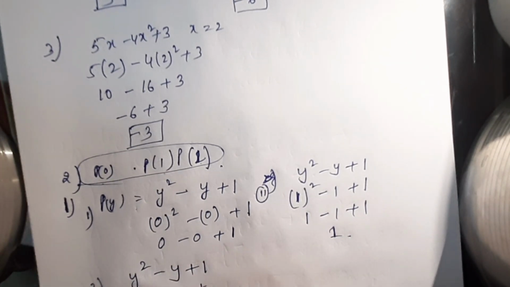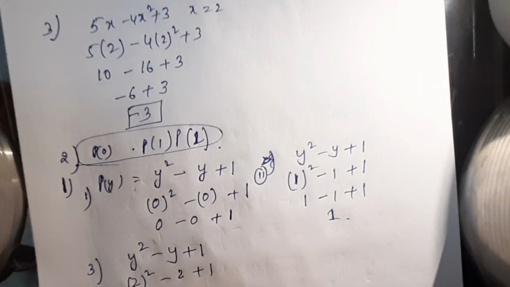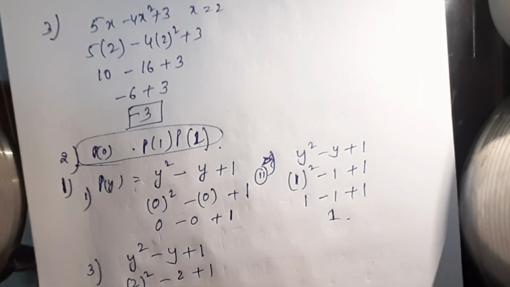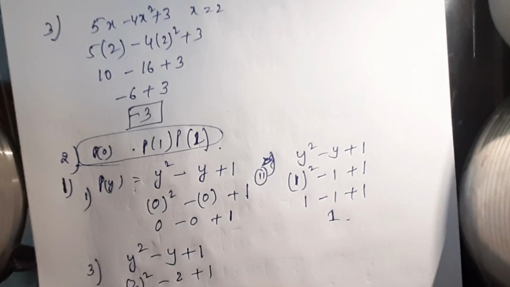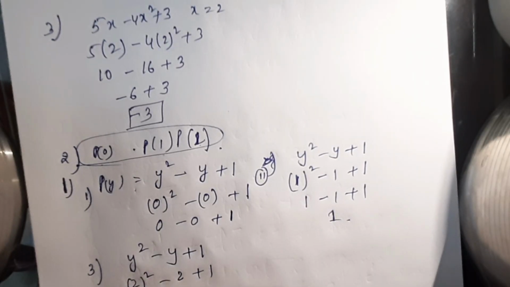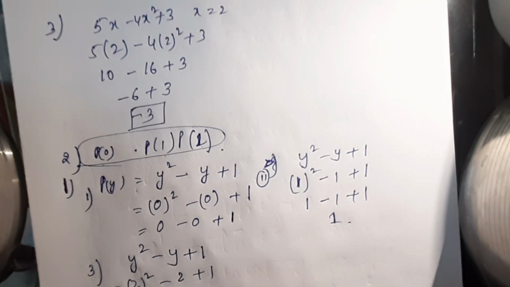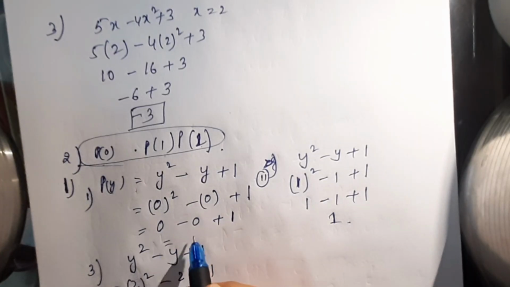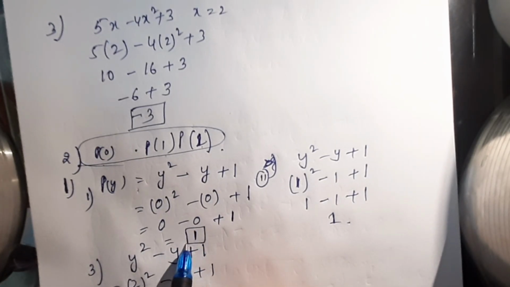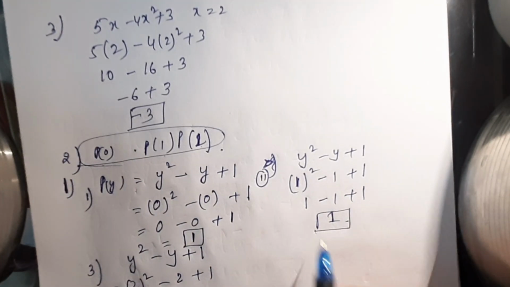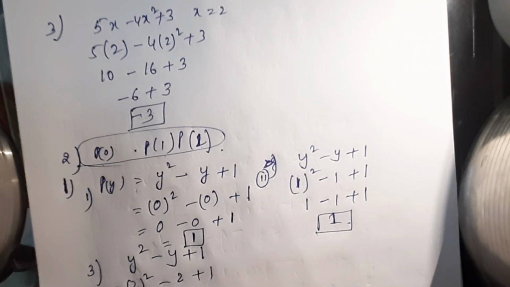2 square minus 2 plus 1. 2 square is 4. Minus 2 plus 1. 4 minus 2 is 2. 2 plus 1, 3. Thus the final answer is 3. So this is how you need to represent. Whenever you are solving, represent all the methods properly and the final answer should be highlighted. Here we got 1 for the first question, the second question also 1, and the third question we are getting it to be 3.